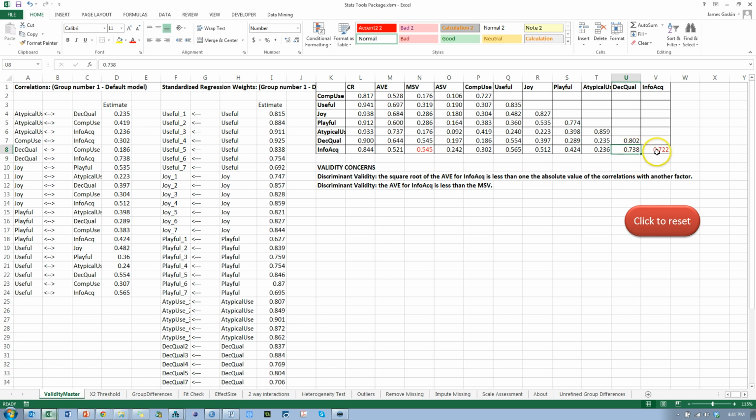And that's greater than the square root of the AVE. The AVE is the average variance extracted. The AVE for info acquisition is 0.5. If you take the square root of that, you get this number here, which according to the literature, Fornell and Larcker, 1981, has to be greater than the correlation. So that's a problem. How do we fix that? Any guesses?